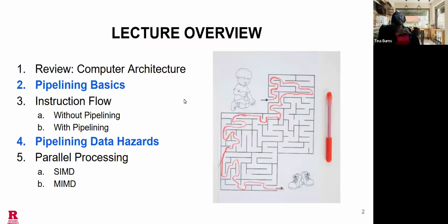So we're going to go over some of the basic computer architecture concepts. We're going to talk about pipelining. We're going to look at instruction flow with and without pipelining. And then we're also going to look at pipelining data hazards. And finally, we'll end with discussing some parallel processing techniques and architectures, including the SIMD and the MIMD.